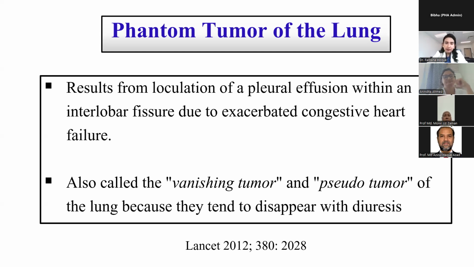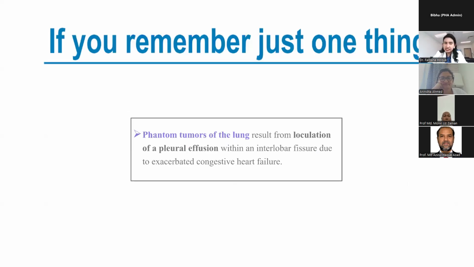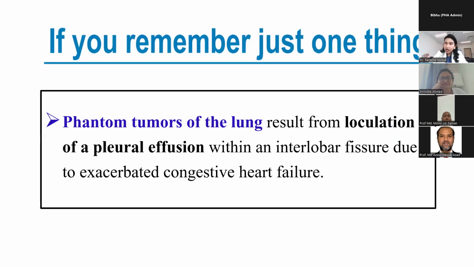And why is this happening? This is happening due to localization of the pleural effusion within that interlobar fissure during exacerbated congestive cardiac failure. So if you remember just one thing from this fourth case, it is that the phantom tumor of lung results from localization of the pleural effusion within an interlobar fissure due to exacerbated congestive cardiac failure. And it is very important to have this differential in our mind.